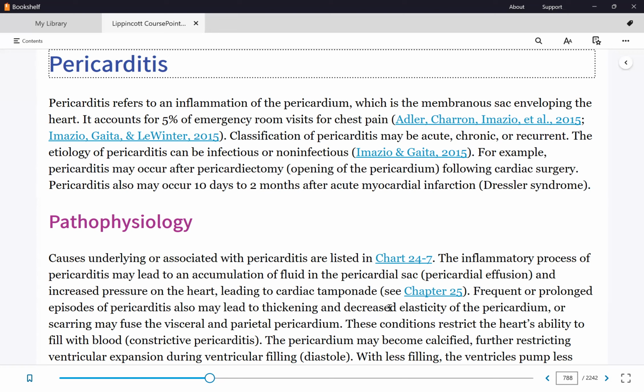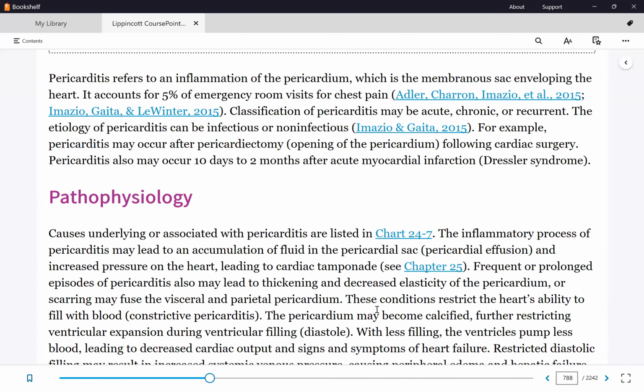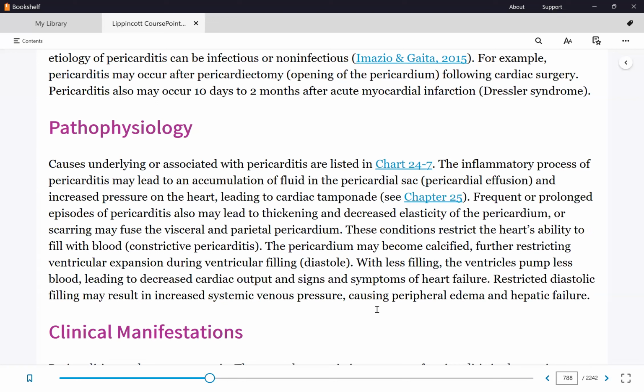Now, how did this happen? Let's look at the pathophysiology. There are 4 frequent conditions where this can occur. Number one is infectious, just like endocarditis, just like myocarditis. Again, bacteria, fungi, and viruses.